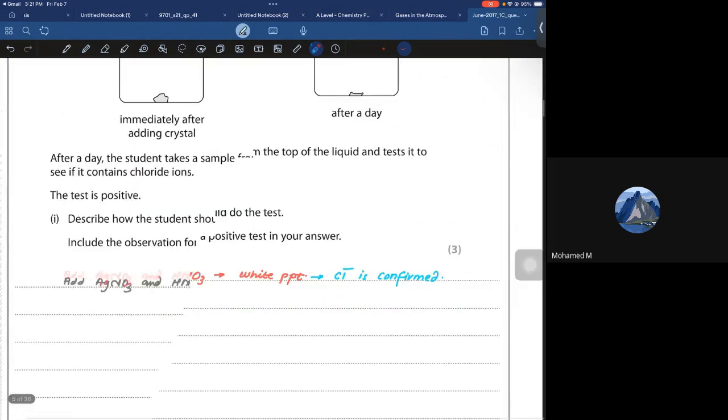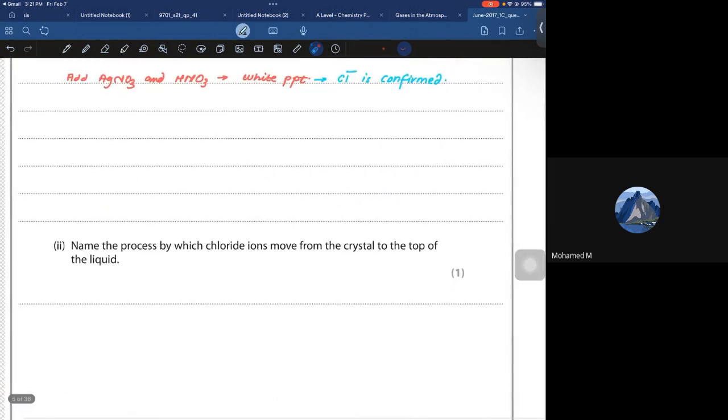What's the name of the process in which chloride ions move from the crystal to the top of the liquid? Ultimately you will say it is diffusion. Am I right? Yes. Okay.